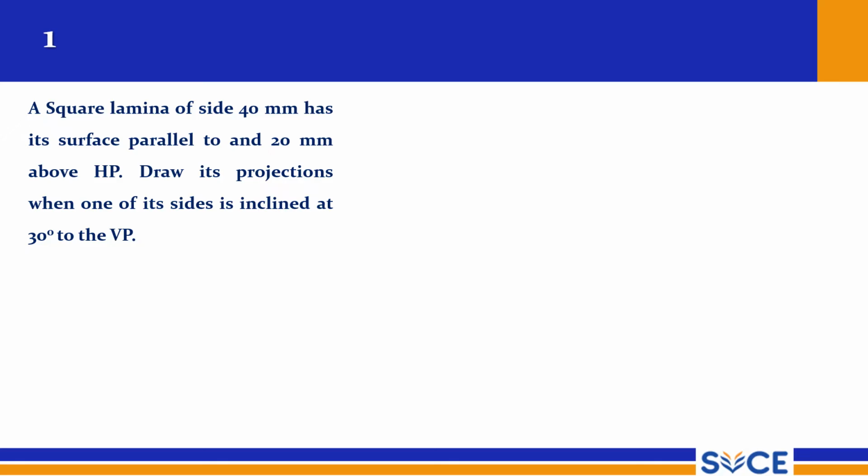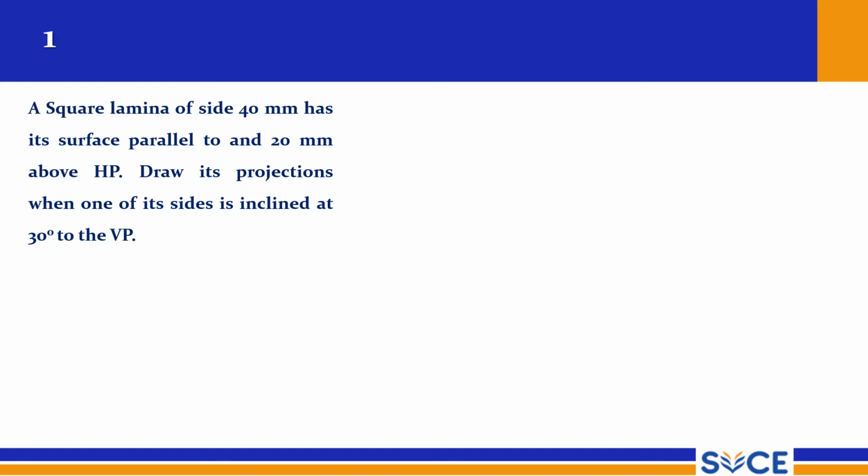A square lamina of side 40 mm has its surface parallel to and 20 mm above HP. So it is 20 mm above HP, it is given. It is parallel to HP, right? So when it is parallel to HP, the true shape is observed in the top view itself. So in the top view you have to draw the true shape. So you have to start this problem from the top view.